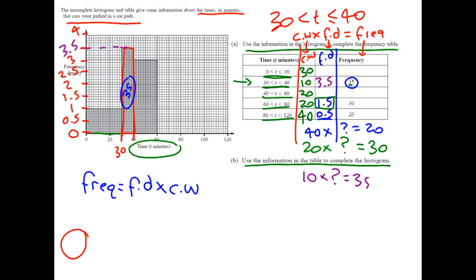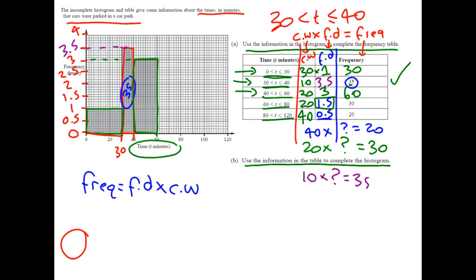So, for the rest of the table, we need to use the diagram. For the first bar, it goes across 30, and we want to know how far it goes up. Well, fortunately, we've cracked the code. We've found out the scale. So we know it goes 1 up. So that means 3 times 1 gives you 30 for the frequency. For the next one that we don't know, 40 to 60 is this bar. We know our scale, so we read across, and the frequency density is 3. 20 times 3 is going to give you 60. We've filled in the whole table.